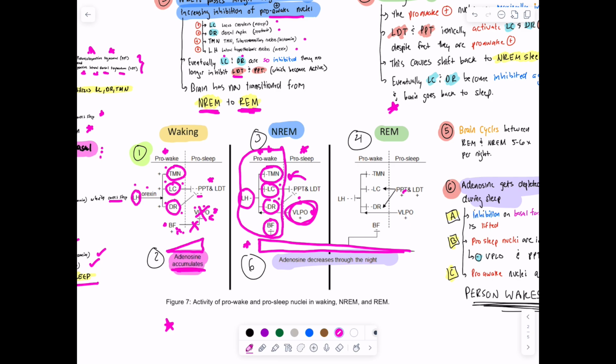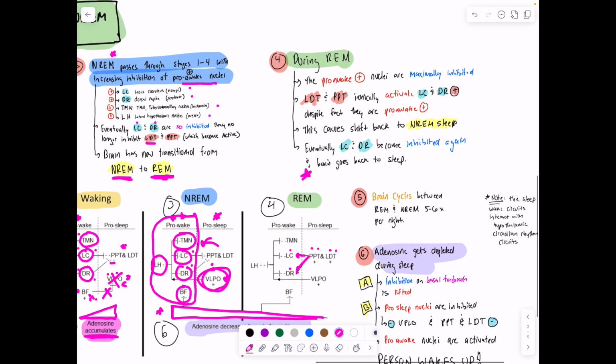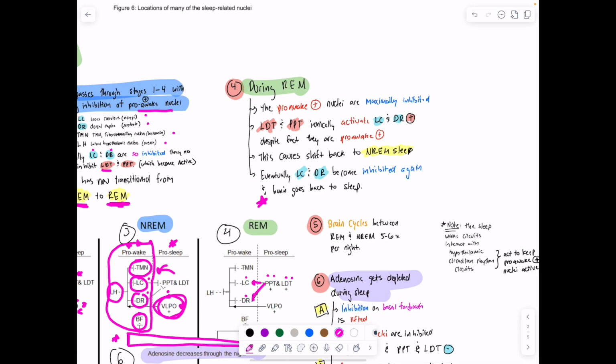When our PPT and LDT are no longer inhibited, as is the case in REM, they are not going to go through and inhibit locus coeruleus and dorsal raphe. In fact, they go through and stimulate these guys, which is very bizarre, because it's not what we would have thought. So during REM, the pro-wake nuclei are maximally inhibited, and then LDT and PPT ironically activate locus coeruleus and dorsal raphe, despite the fact that they are pro-awake.